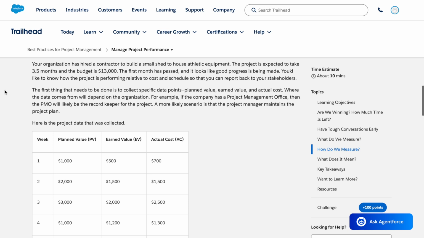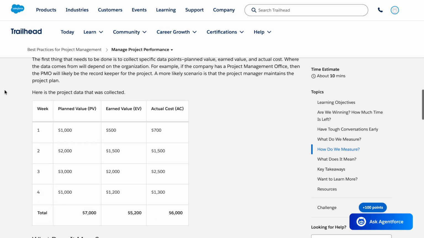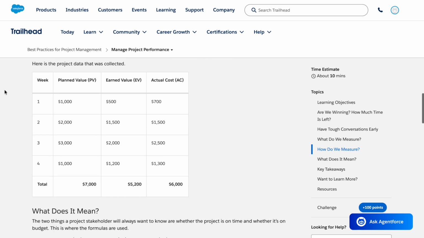The first thing that needs to be done is to collect specific data points: planned value, earned value, and actual cost. Where the data comes from will depend on the organization. For example, if the company has a project management office, then the PMO will likely be the record keeper for the project. A more likely scenario is that the project manager maintains the project plan. Here is the project data that was collected.